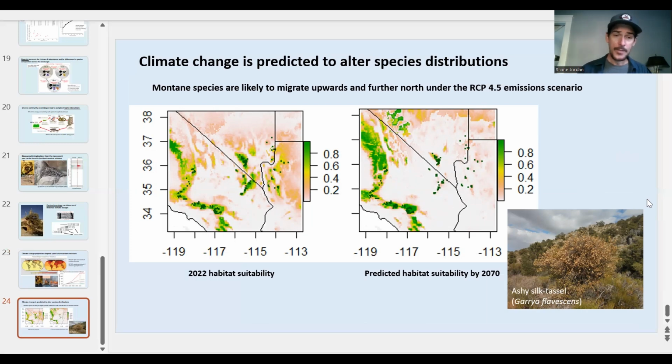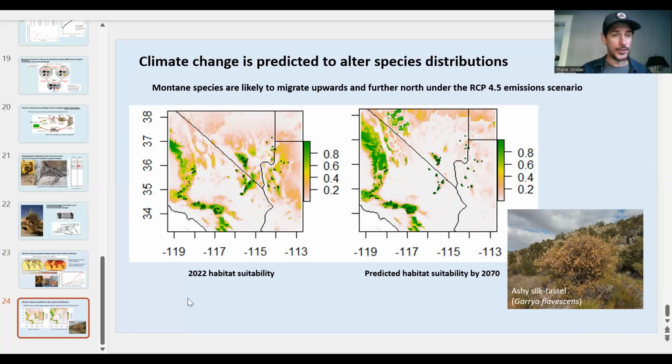So for example, we can look at montane plant species, those that occur in these sort of sky islands that are distributed in areas where they're sort of at the top of the mountain, and that's where their suitable habitat is. And it's probably not surprising that such species don't really have anywhere else to go as temperatures warm and as higher elevations do become warmer and drier. And so one example of this we can look at comes from the ashy silk tassel, which is a shrub that occurs here in California.